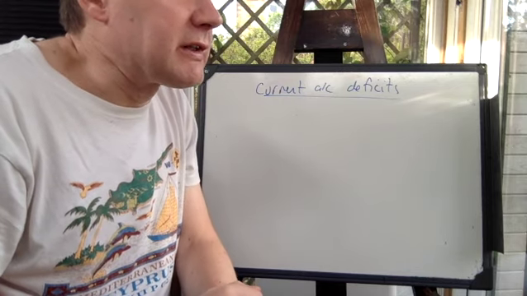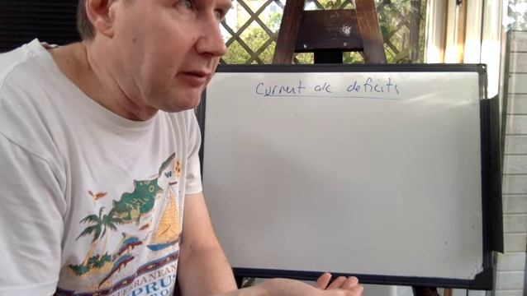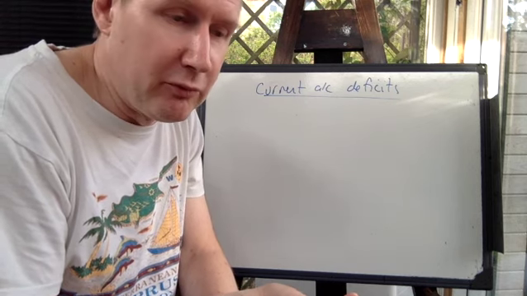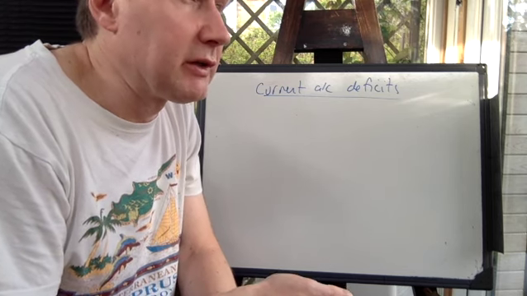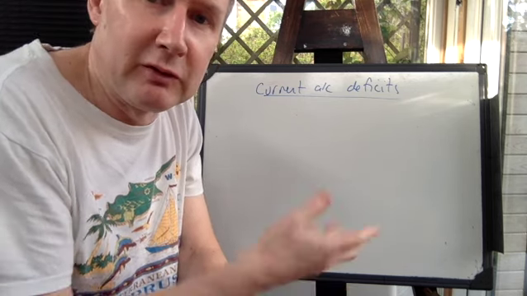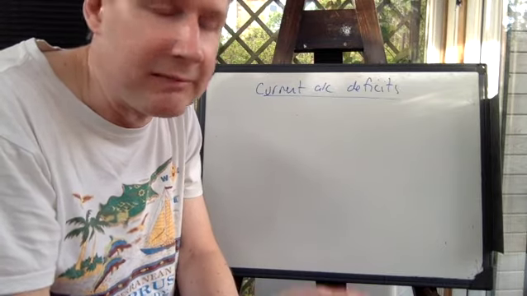So, current account deficits. If you're going to understand this, you need to understand the balance of payments as a whole. If you haven't watched the one on the structure of the balance of payments, I suggest that you go back and do so, because you need to understand the idea that the current account plus the financial and capital account add up to zero in order to understand this.